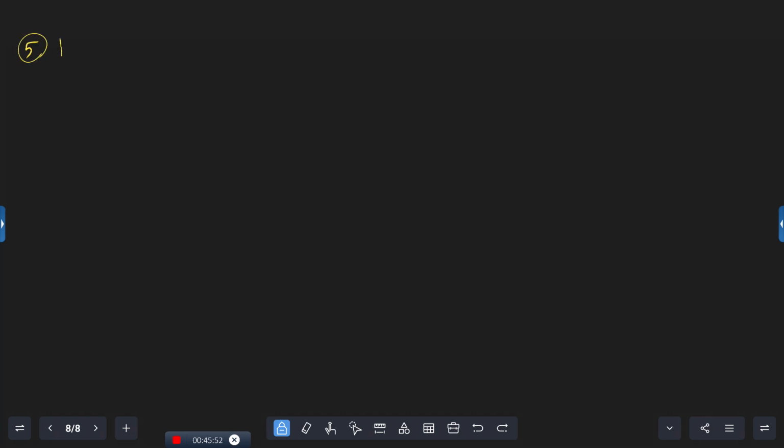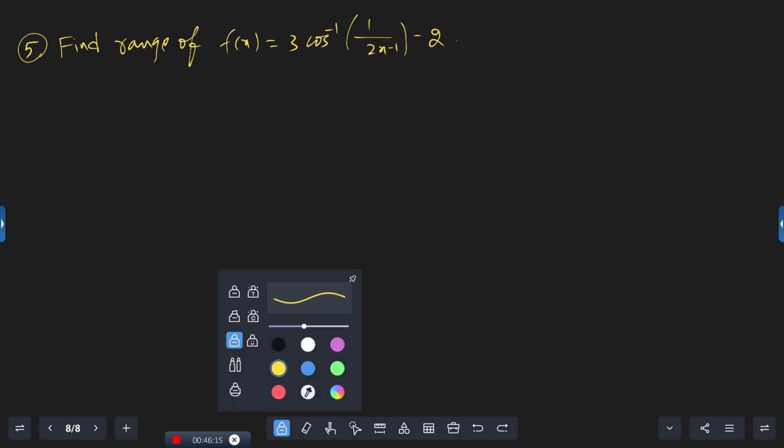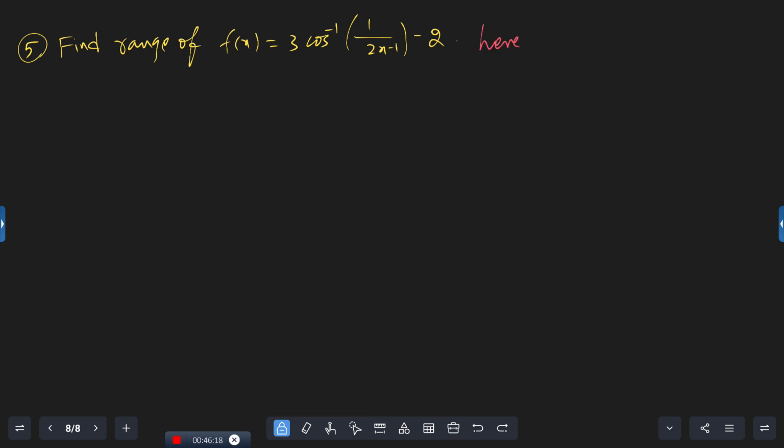So question number 5. I told you about a range way. Find the range of f of x equal to 3 times cos inverse of 1 divided by 2x minus 1, minus 2. Children, do you remember what the range of cos inverse is? Range of cos inverse of x equal to what? Yes, the closed interval 0 comma pi.